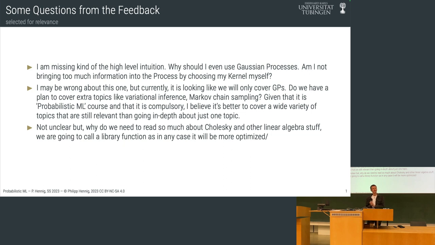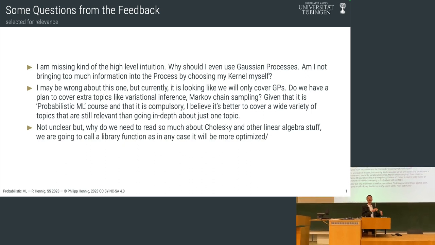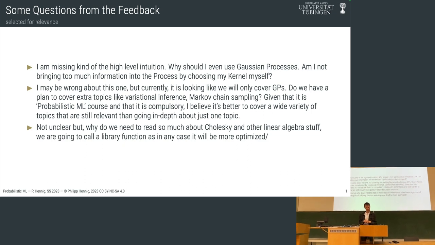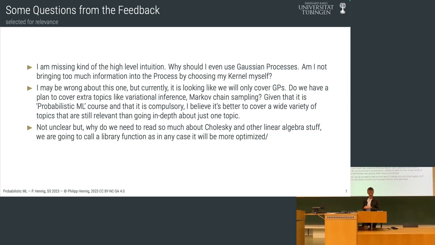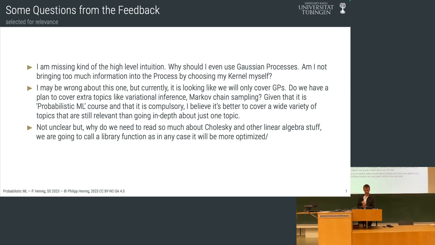But of course, there is something else hidden in this question, which is why do we have to build these very structured models? I've heard that there's this other thing called deep learning. Why don't we just use that? And maybe the second question goes in this direction. I may be wrong about this one, but it looks like we'll only cover GPs. Do we have a plan to cover extra topics like variational inference, Markov chain sampling, and so on? Given that this is a probabilistic machine learning class and it's compulsory, I believe it's better to cover a wide variety of topics that are still relevant than going in depth about just one topic.